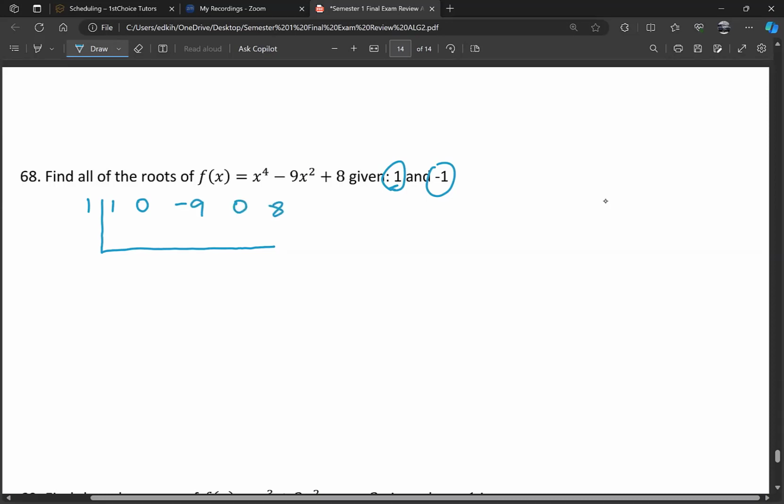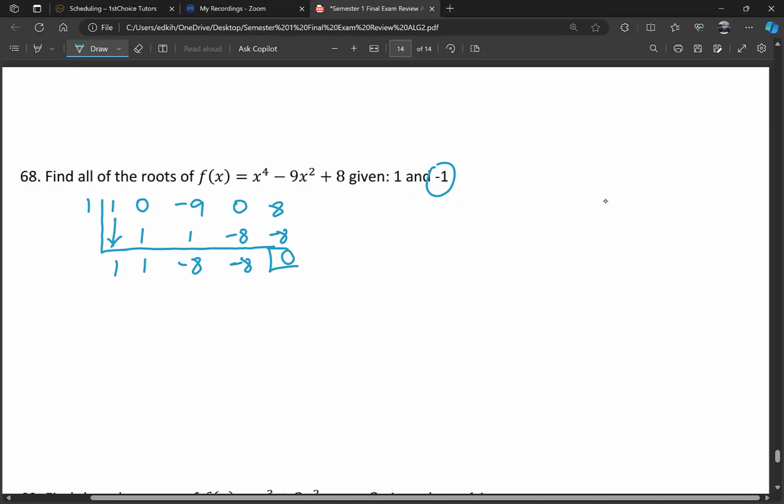And we have the constant. So we were missing a bunch of things here. That's why we have those zeros there as placeholders. Drop the 1, multiply, add, multiply, add, -8, multiply, add, multiply. So this ends up being a 0, which we knew because we were given that's a solution. So we've spent this one already.